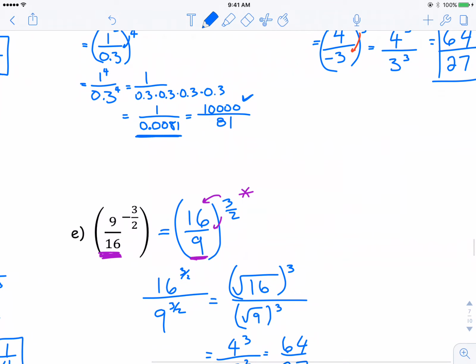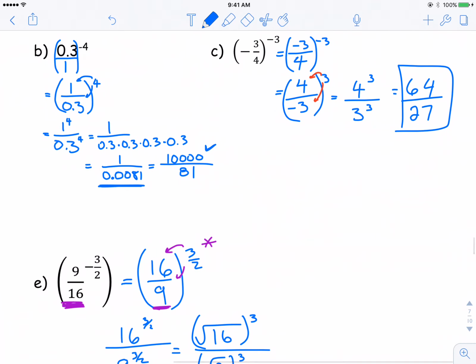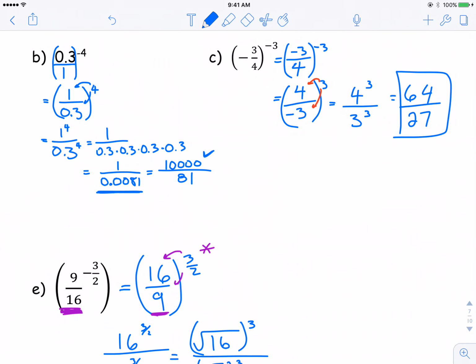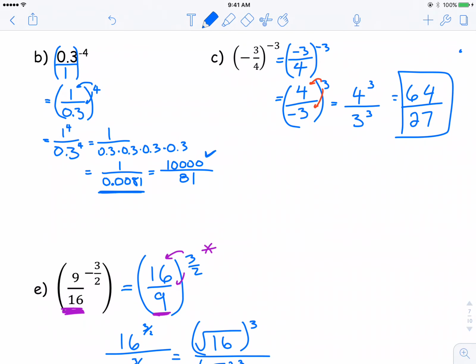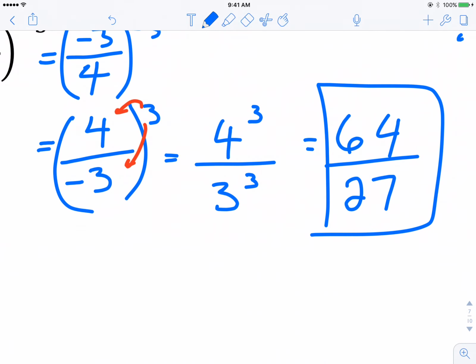I have a feeling I did something wrong somewhere. Oh yeah, way back in question C. This should be negative. Negative 3 times negative 3 times negative 3 is negative 27.